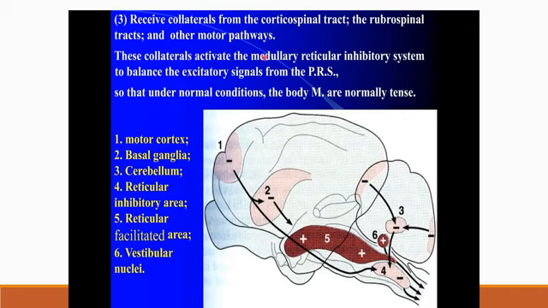So that is because of these collaterals from the corticospinal and other motor pathways, and also the medullary reticular inhibitory system balancing the excitatory pontine reticular system.